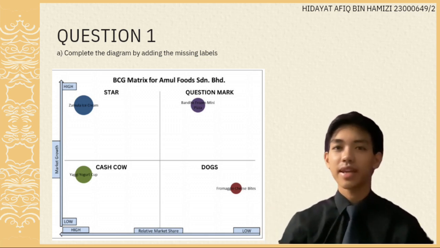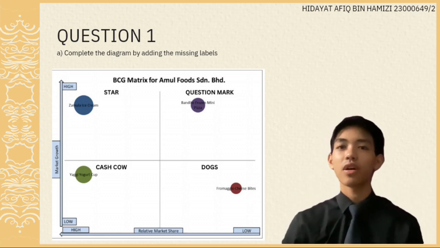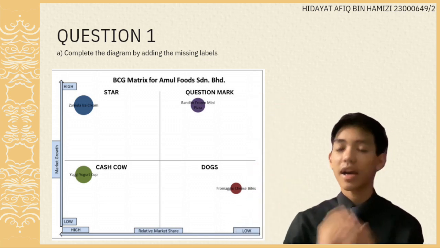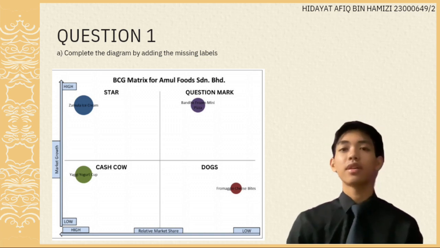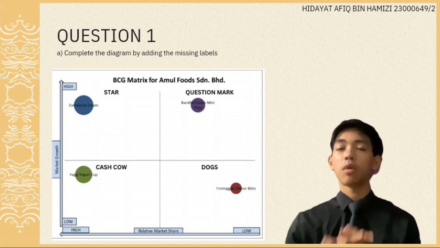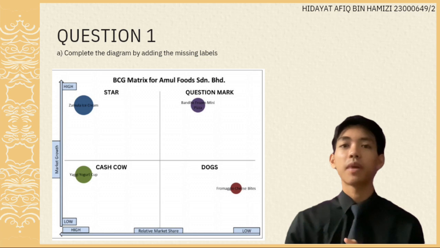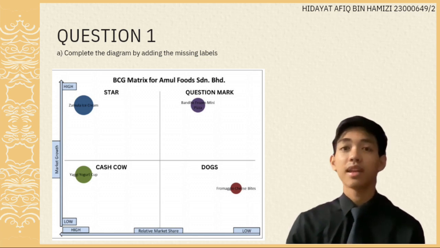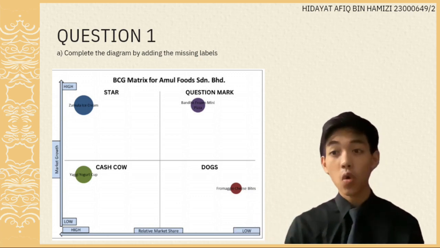Complete the diagram by adding the missing label. So the first one, which is at the top left column, is star, which is located on the high market growth and high relative share. Then the top right column is question mark, located on the high market growth and low relative share. Next is the bottom left, which is cash cow, which is currently at low market growth but high in market share. And the last one is the bottom right, which is dog. Dog is where the market growth and relative market share are low.